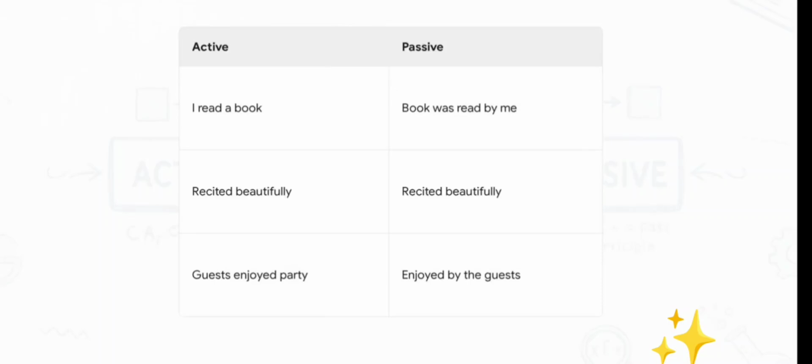The girl recited the poem beautifully. Our subject is the girl, verb is recited, and object is the poem. Note that the adverb, beautifully, just stays right in place next to the transformed verb, giving us the poem was recited beautifully by the girl. And for part B, sentence 6, the guests enjoyed the party. The subject, the guests, and the object, the party, switch places, and enjoyed becomes was enjoyed, resulting in the party was enjoyed by the guests.